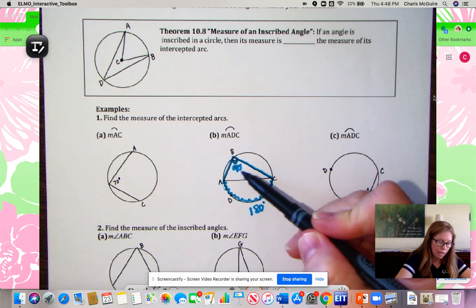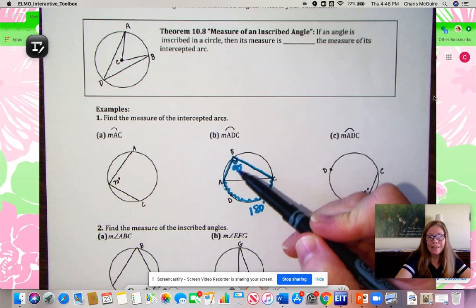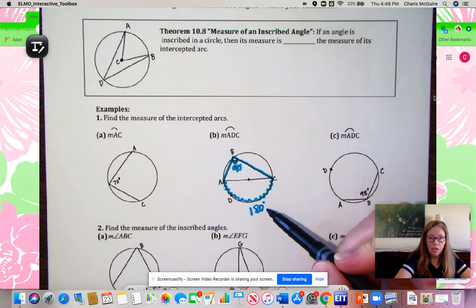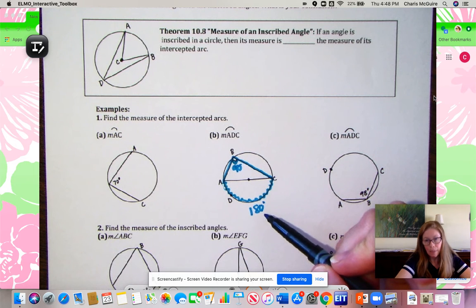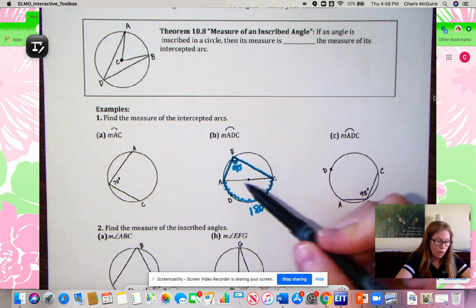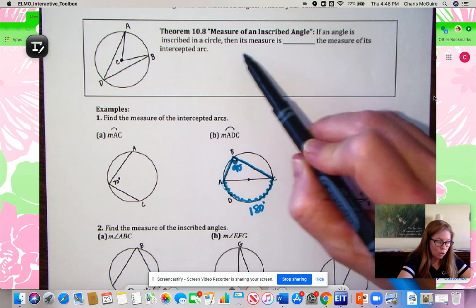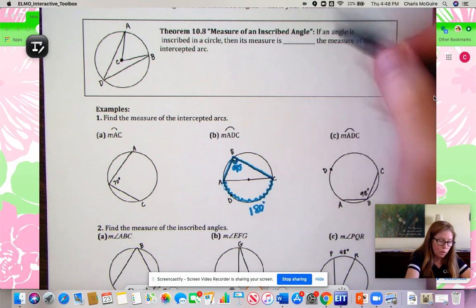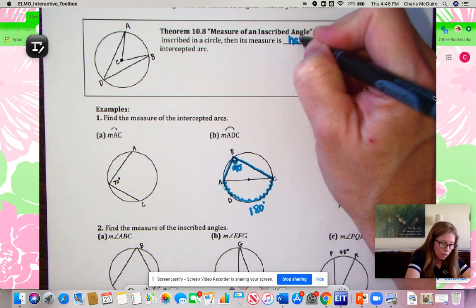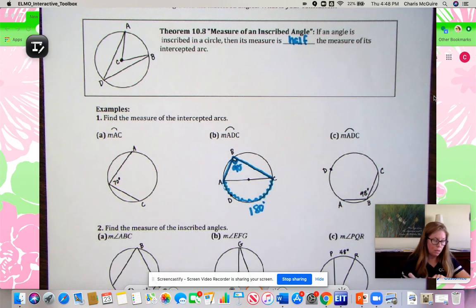So that you can tell that the inscribed angle is half the size of the arc that it intercepts, or you could say the arc is twice as big as the inscribed angle. The way it's written in this theorem, it says if an angle is inscribed in a circle, then its measure is going to be half the measure of its intercepted arc. And I like the drawing that they have here for us. It's so nice to have a picture. We don't have to make it ourselves.